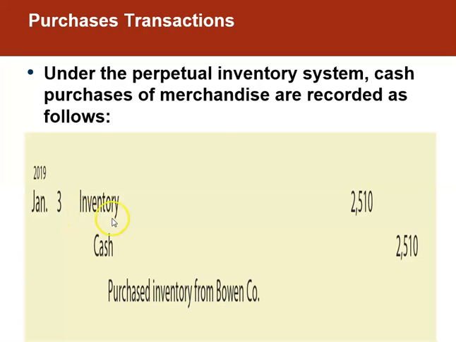Inventory, if you look at your cheat sheet, is most definitely an asset. So the inventory has gone up. So it's over here to the left, $2,510. We paid cash for this inventory. So assets go down with a credit. That's why cash is over here to the right for the same $2,510.